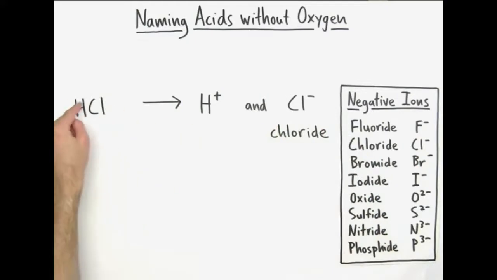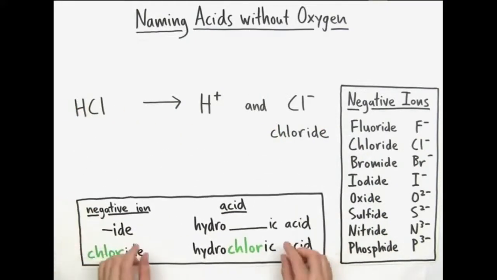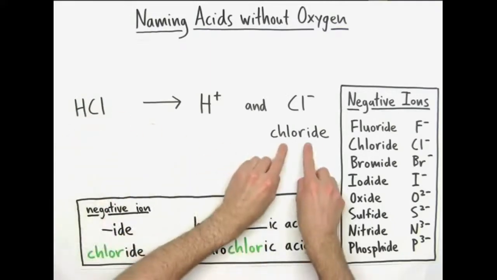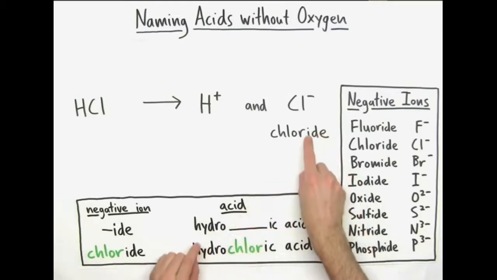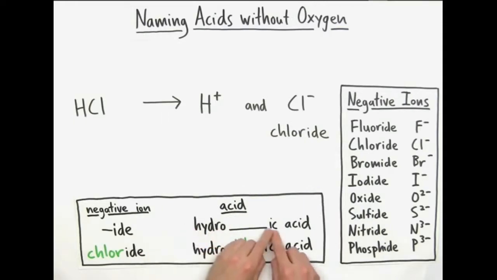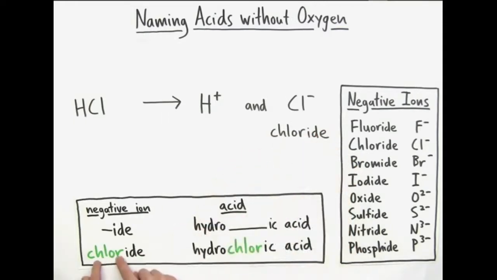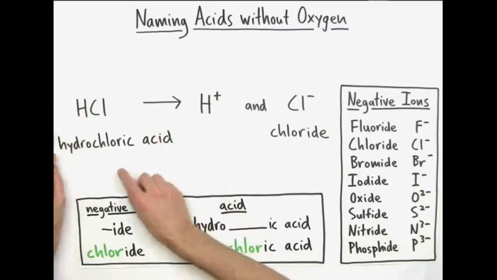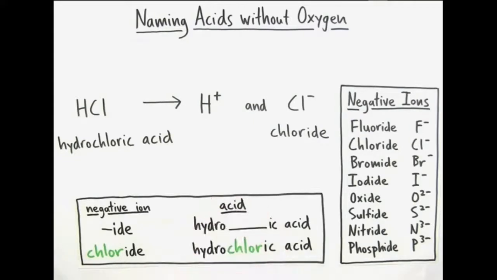So in order to name this acid here, we're going to use these rules. If the negative ion on the acid ends in IDE, you take off the IDE and then you stick this name between hydro and ic. So this is chloride. We take off the IDE and we put chlor between hydro and ic. So we call this HCl hydrochloric acid.